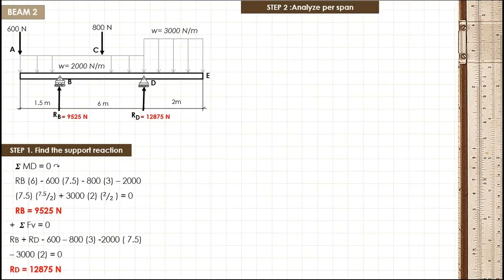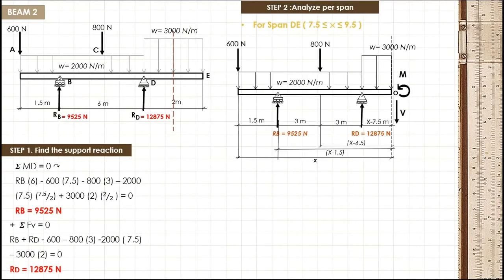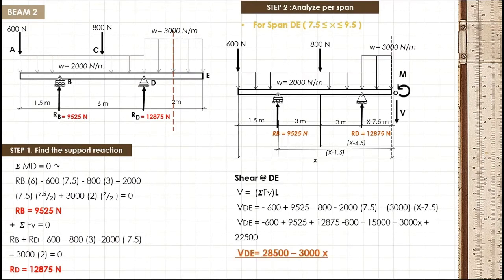Now let us analyze span DE. Due to imbalance, the fibers in our beam will have resisting shear and moment. For shear DE, we have V is equal to summation of vertical forces considering the loads and forces at the left side of our section plane. So if we simplify it, we will have 28,500 minus 3,000 multiplied by x.